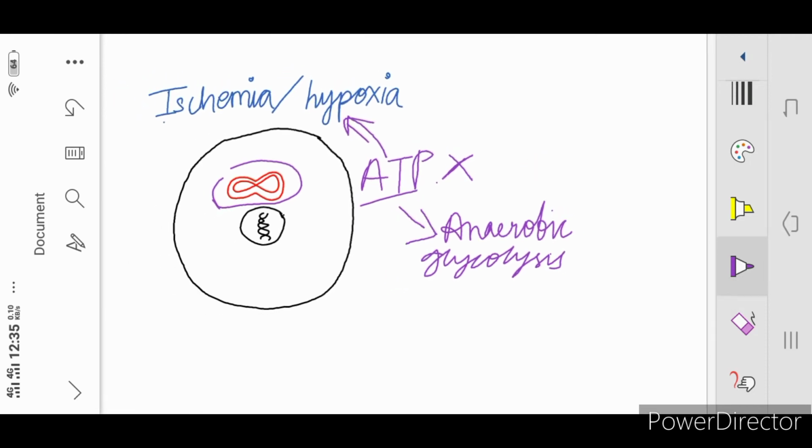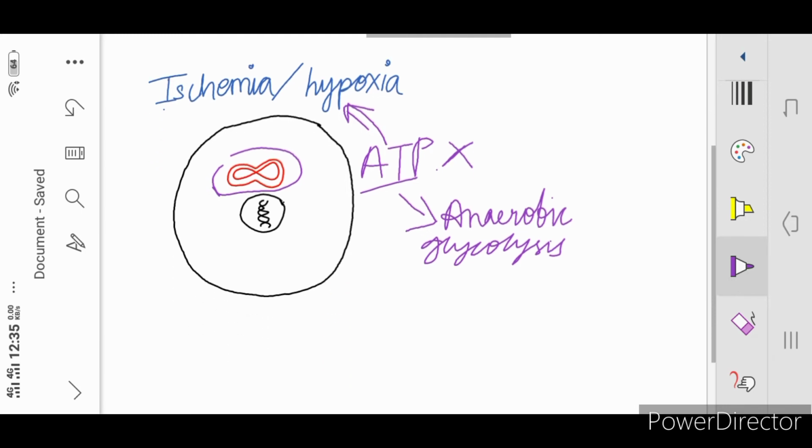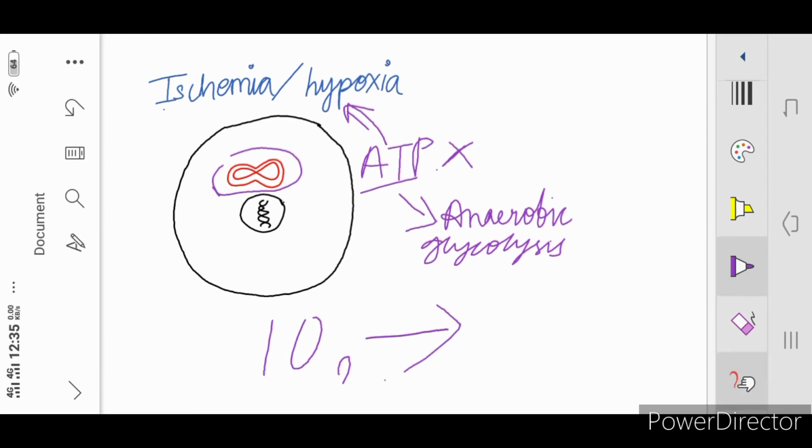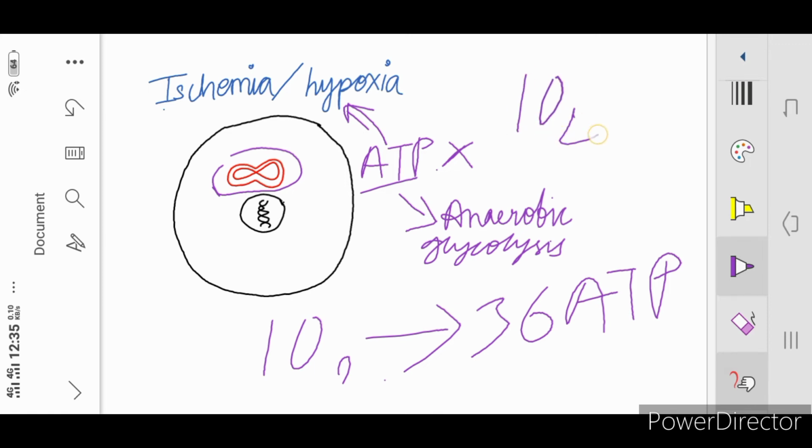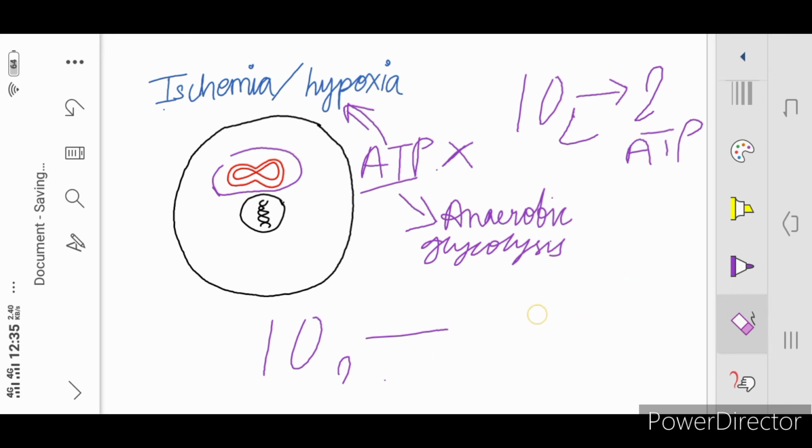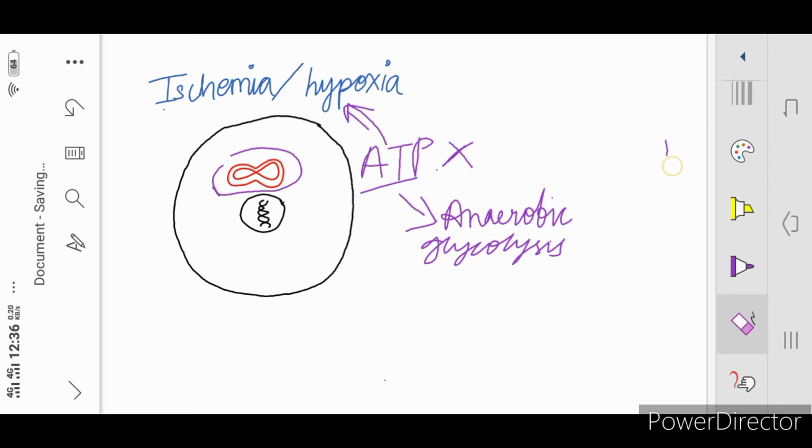What is anaerobic glycolysis? It is another process or mechanism which takes place in the absence of oxygen. As we have already studied in biochemistry, in aerobic glycolysis from one molecule of glucose, 36 molecules of ATP are formed. But in anaerobic glycolysis from one molecule of glucose, only 2 ATPs are formed, along with the end product of lactic acid.